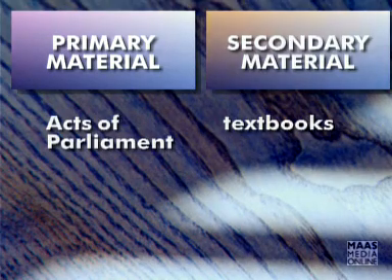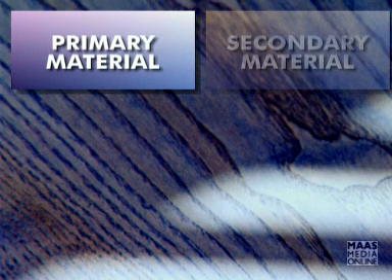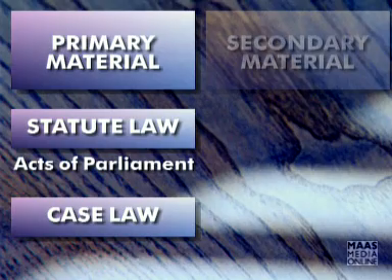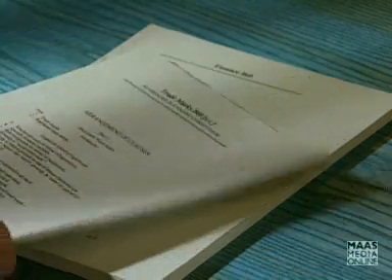Let's start with primary materials. In the legal system of England and Wales, there are two main kinds of primary material: statute law and case law. The most important kind of statute law, or legislation, is Acts of Parliament. Acts of Parliament start life as bills.